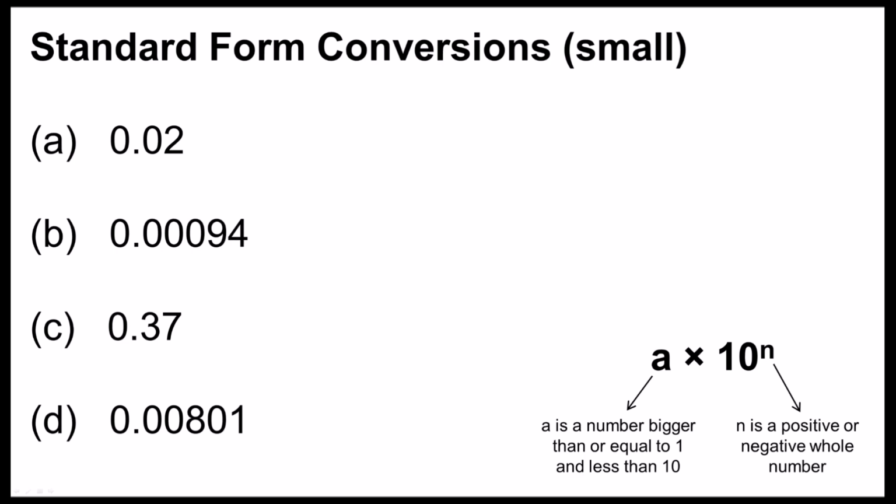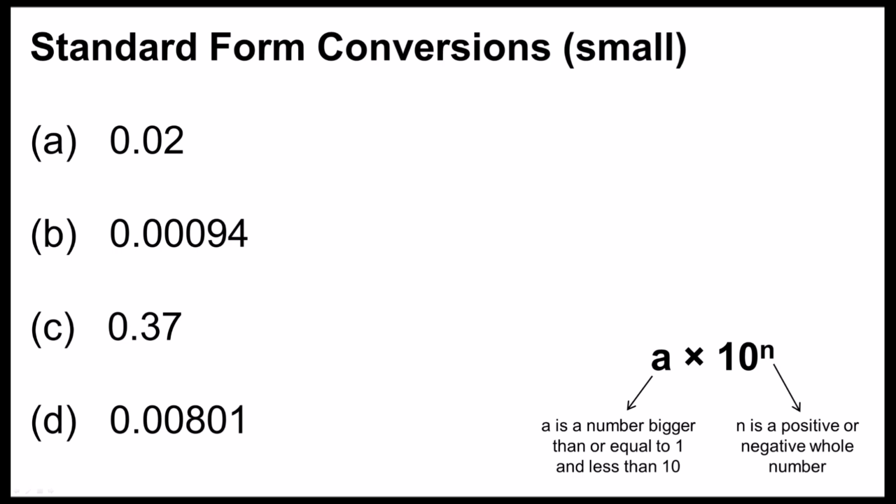In the bottom right corner, you can see an example of what standard form looks like. The first part is always a number that is bigger than or equal to 1 but less than 10. That means that it cannot equal 10. This is made up of the key digits from the original ordinary number, disregarding any zeros that appear before these digits.